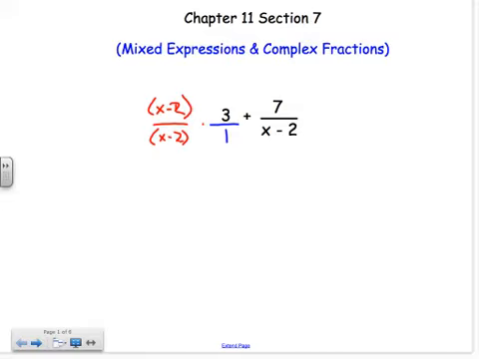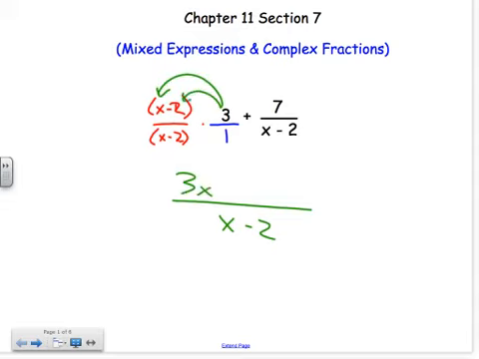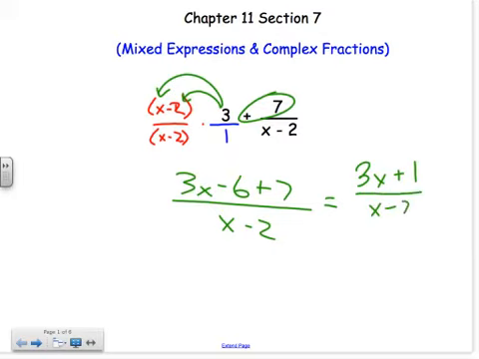And the important thing is, when I go through this, you just need to distribute that 3. So I'm going to put this all over my one common denominator. I'm going to start out with this left side. So I have 3 times x, which is 3x. 3 times negative 2, which is then negative 6. And then I have my plus 7 left over here still. And it's all over a common denominator now, so I can put it over x minus 2. And let's just simplify the top. So I have 3x plus 1 over x minus 2.